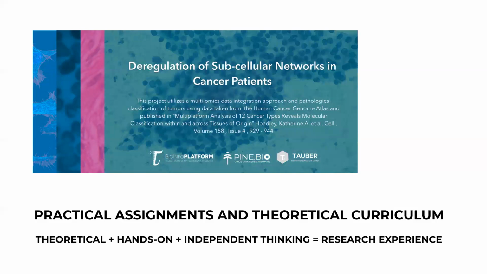Then today, we'll talk more about deregulation of subcellular networks in cancer patients. This project is an example of how you can collect data from multiple types of studies, multiple types of cancer, and integrate them together to understand biologically what's going on, what is typical of cancer itself, separate from how it works in the context of specific types of tissues, and also how the tissue aspect plays a role in how cancer develops.